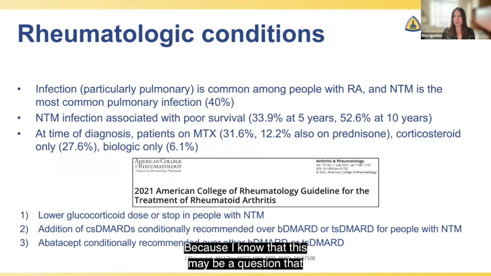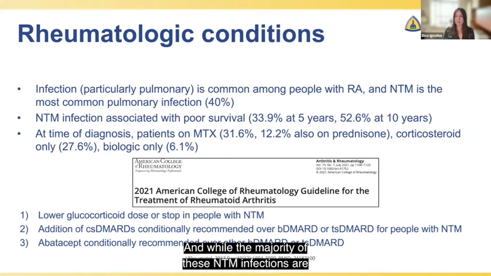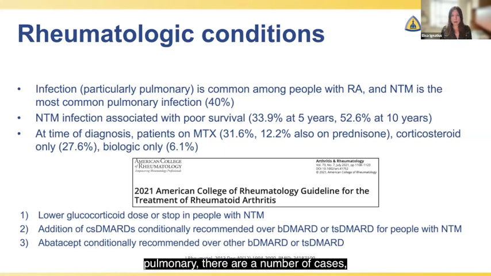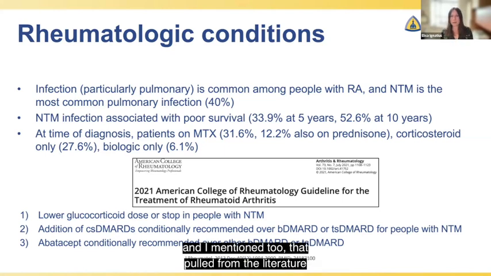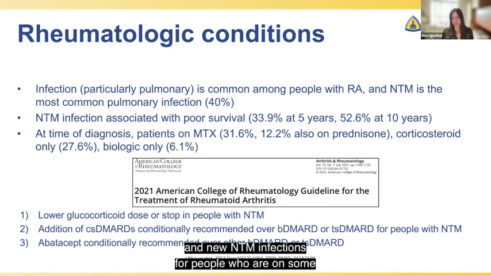Because I know that this may be a question that folks have, I haven't looked in the chat yet, but rheumatologic conditions and the drugs that we use to treat them have been associated, some more so than others, with NTM infections. And while the majority of these NTM infections are pulmonary, there are a number of cases, and I mentioned two that I pulled from the literature, of extrapulmonary cases associated with use of some of these agents to treat rheumatologic diseases. The American College of Rheumatology does have some guidance on how clinicians should handle new NTM infections for people who are on some of these drugs.